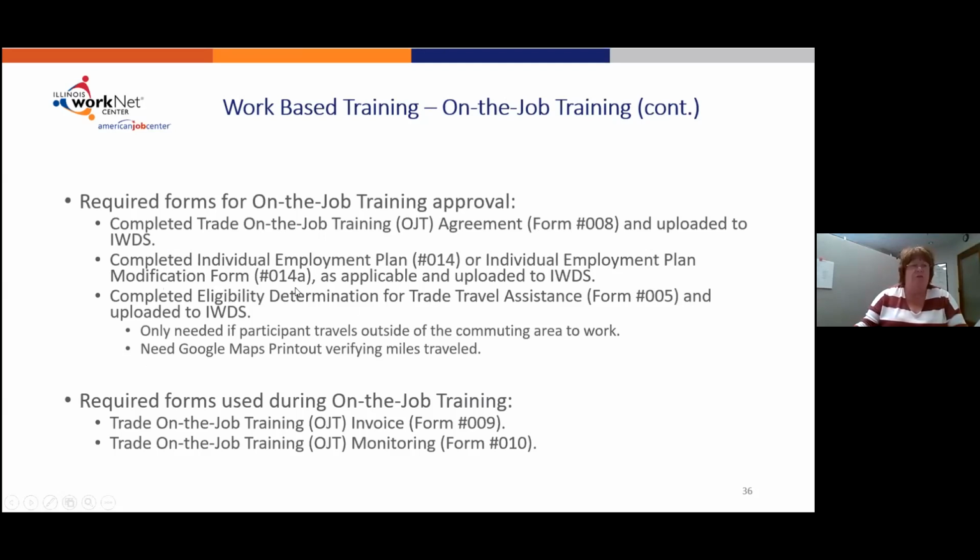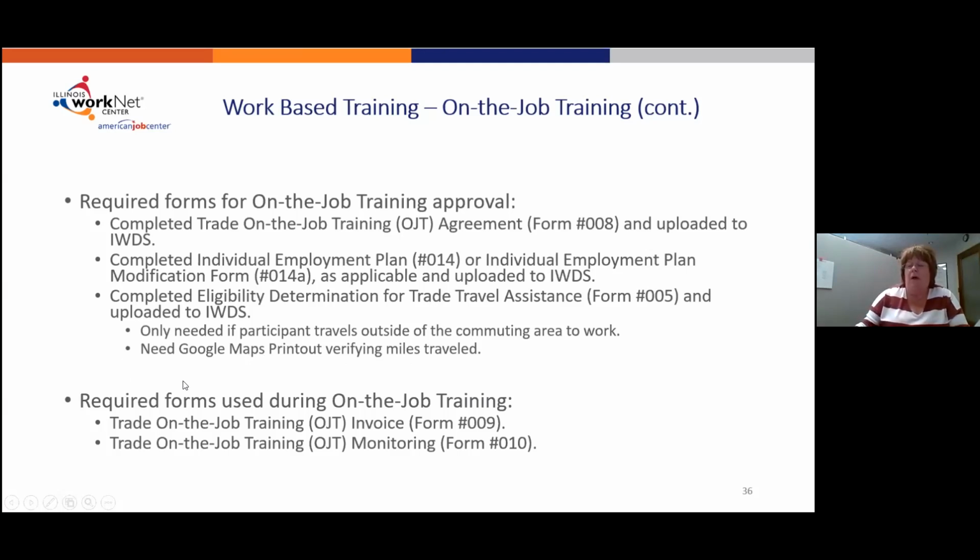Or the modification form if the OJT occurs later in their program. Complete your eligibility determination for their travel. And the travel one would only be needed if the participant travels outside the commuting area to work. And you also need the Google Maps printout to verify those miles. We always need the Google Maps printout.